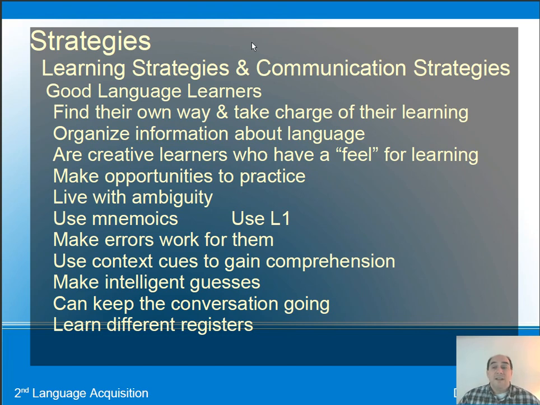Good language learners find their own way. They take charge of their learning. In other words, they're responsible. They're those independent learners that we talked about before. They organize information about language. Okay? Again, they're taking responsibility for their own language learning. They're creative learners who have a feel for learning. They have this knack. Again, we're looking now at the intuitive side, right? They have a knack for learning, and they kind of figure their way. They try to figure out how things are going, right? They're creative. They find ways to make it work.